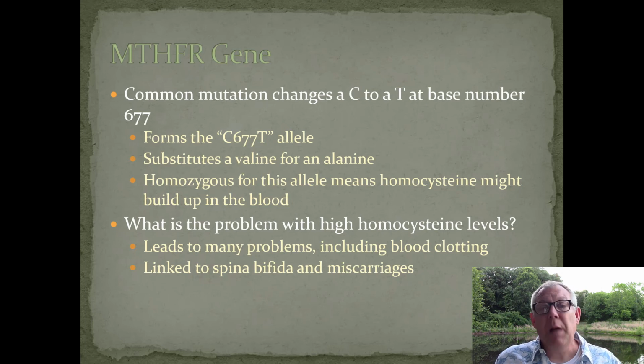What's the problem? The problem is that high homocysteine levels are associated with a lot of blood clotting disorders. And so if you have these 2 alleles, you might have a lot of blood clotting disorders, and especially it's important to the developing fetus. And if the mother has these alleles and these blood clotting disorders, then she can throw a lot of clots that can affect the developing fetus, and it's been linked to things like spina bifida, a lot of miscarriages, and so that's one reason why this is an interesting problem.